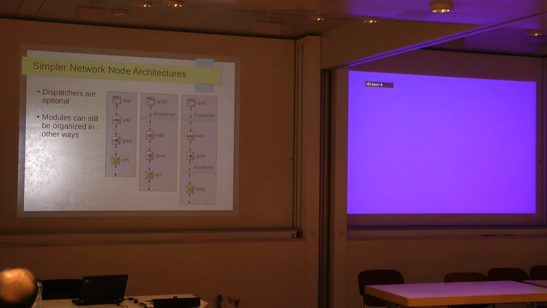But dispatchers are optional, they are not at all mandatory. So there are other ways to build nodes. For example, this simple node structure with one application, one transport protocol, one network layer protocol, and one interface is possible. But if you have several applications, then you need a dispatcher. If you have several interfaces, then you need a dispatcher too.